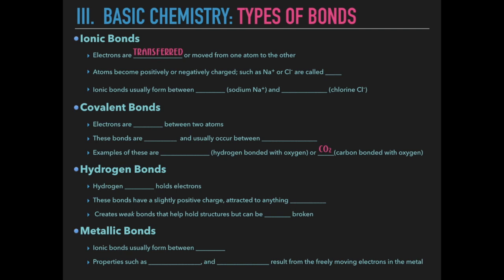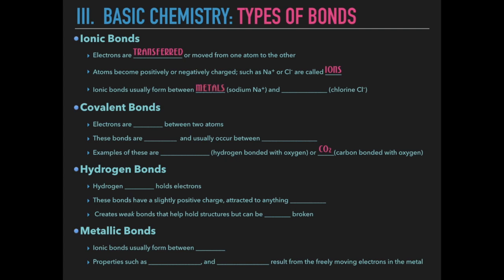Ionic bonds, basically the focus is moving from one atom to another, moving or transferring those electrons. The atoms become positively or negatively charged. This is something you're going to see in chemistry. If you have an Na+, that's referred to as an ion. So basically they are more positively charged, while a chlorine minus would be a negatively charged ion.